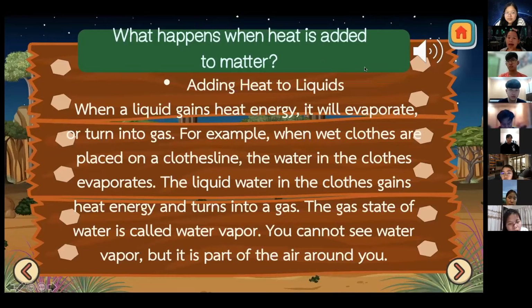What happened when heat is added to matter again? Adding heat to liquids. When a liquid gains heat energy, it will evaporate, or turn into gas. For example, when wet clothes are placed on a clothesline, the water in the clothes evaporates.